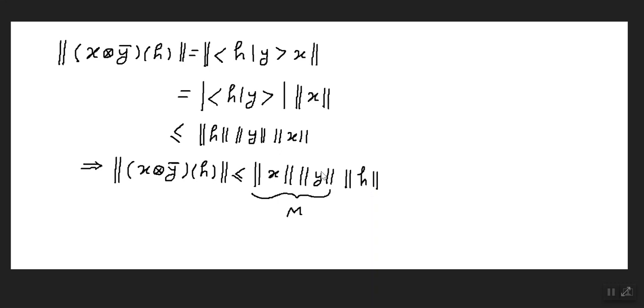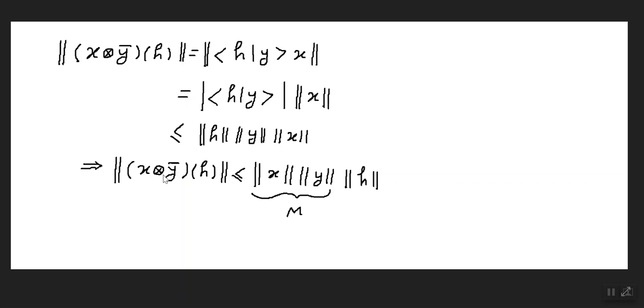Look at here, you view this as a positive number like M. So what do you see here? The norm of x tensor y bar, if you view this as an operator T, the norm of T of h is less than M times the norm of h. This is true for every h. So what does this mean? It means x tensor y bar is a bounded operator.